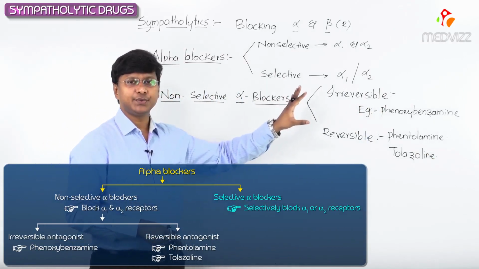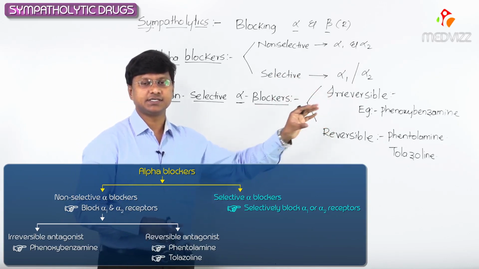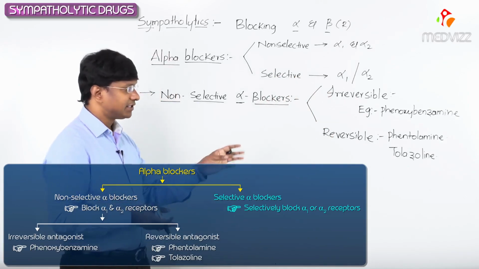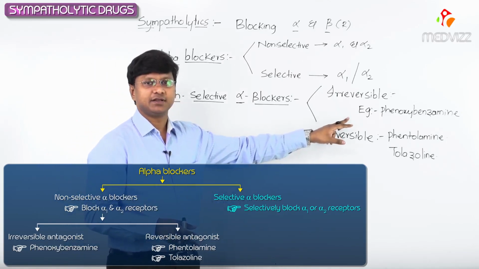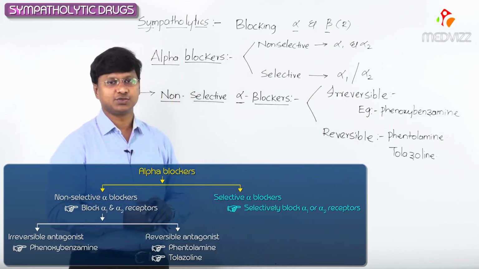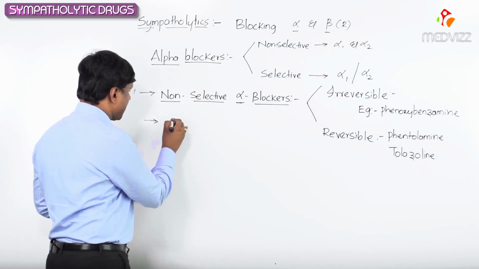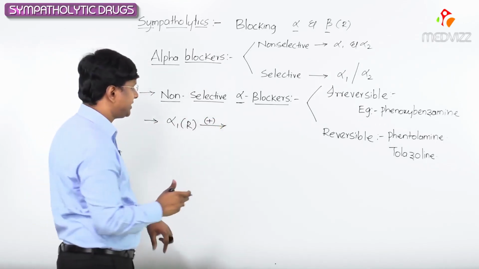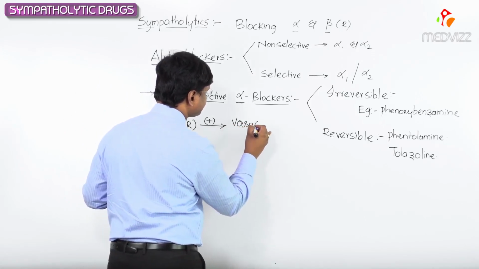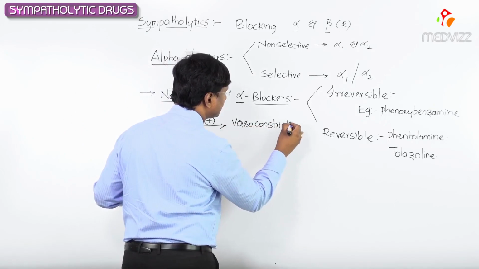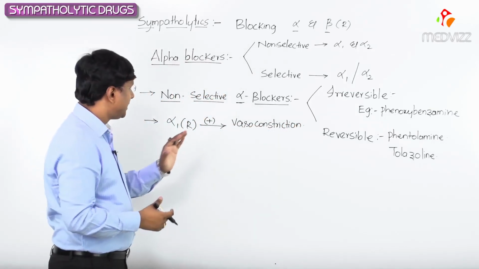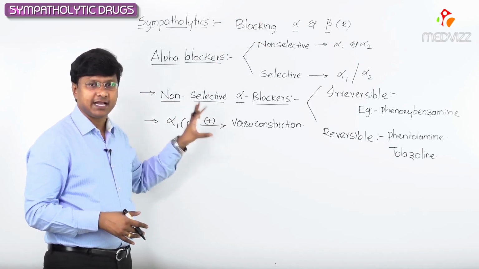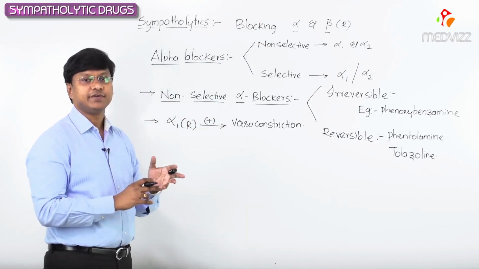Now what are they doing? They are blocking the alpha receptors, in the sense that whenever adrenaline and noradrenaline act on alpha receptors, their action will not be there, because the alpha receptors are occupied by phenoxybenzamine, phentolamine or tolazoline. If alpha 1 receptors are stimulated, there will be vasoconstriction. But these drugs block the alpha receptors, so instead of vasoconstriction, there will be vasodilatation.